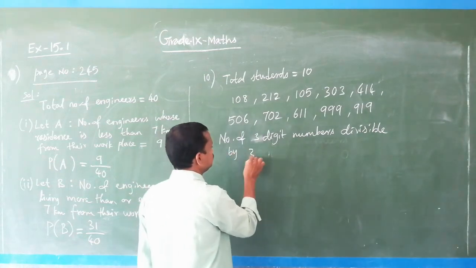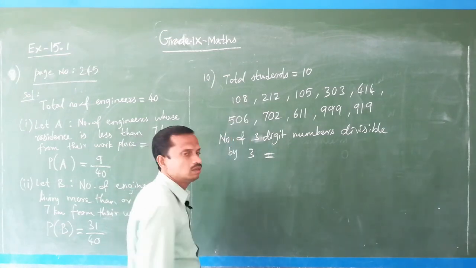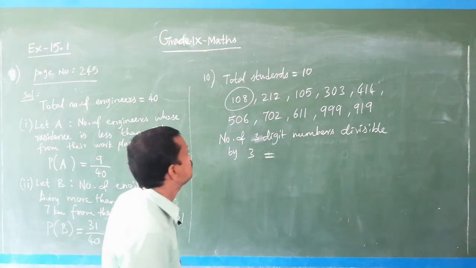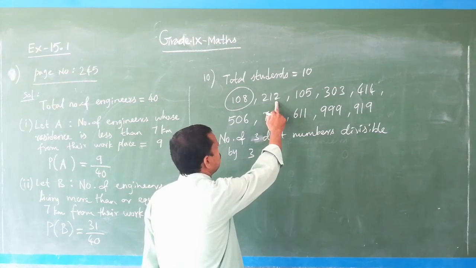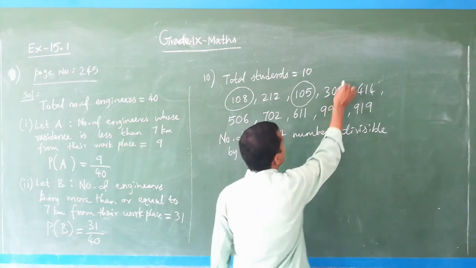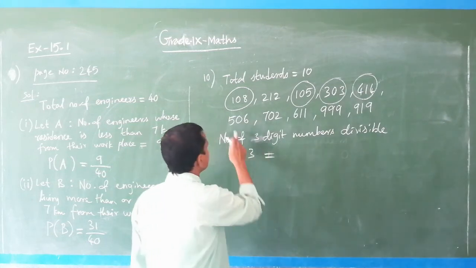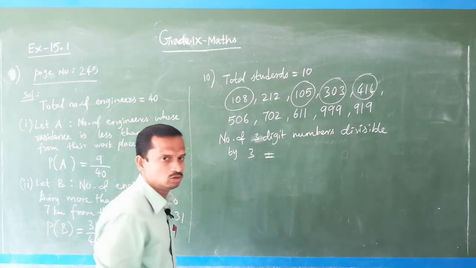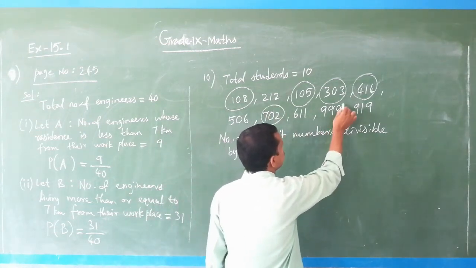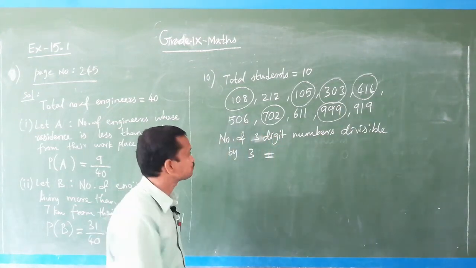divisible by 3 is equal to... you have to check. If you add 1 plus 0 plus 8, that is 9, which is divisible by 3. So, I am encircling those numbers which are divisible by 3. 2 plus 1 plus 2 is 5, so it is not divisible by 3. 1 plus 0 plus 5 is 6, so divisible by 3, and this also divisible by 3, and 8 plus 9 plus 9, this also divisible by 3. 5 0 6, if you add you get 11, so not divisible by 3, and 702 is divisible by 3, 611 is not divisible by 3, 999 is divisible by 3, and this one is not divisible by 3, okay. Like that you have to check.